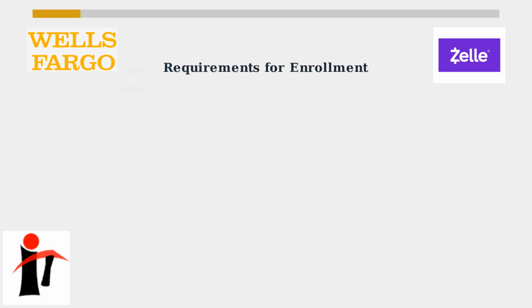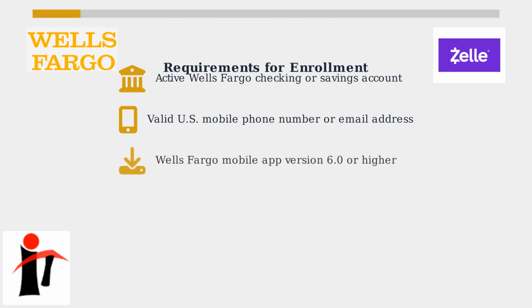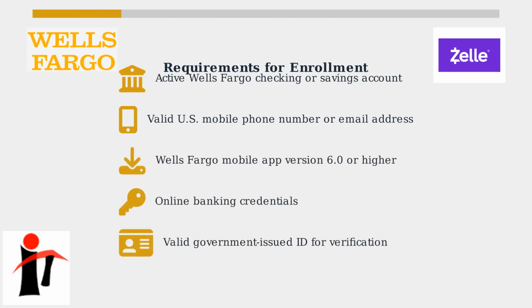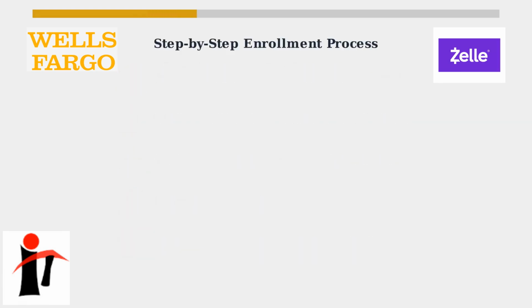Before you begin, make sure you have an active Wells Fargo checking or savings account, a valid U.S. mobile phone number or email address, the latest Wells Fargo mobile app, your online banking credentials, and a government-issued ID for verification. Now let's go through the enrollment process step by step. The entire process has been streamlined and typically takes just a few minutes to complete.